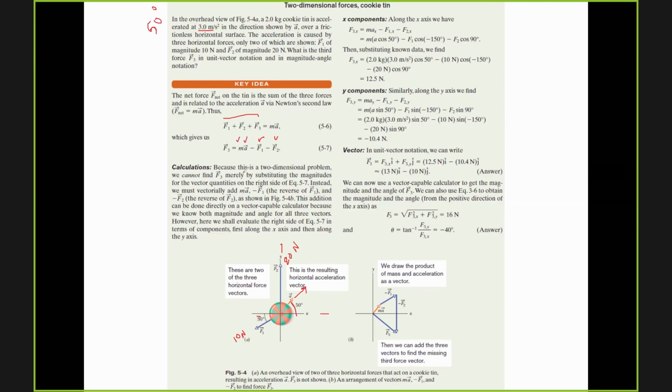From this equation, I can split it into 2 equations, one for x and one for y, same equation. The x equation: M A x minus F1x minus F2x. Where is the x component of F1? It is negative, cosine. So M A x is M A cosine 50. F1 is negative, because this is a vector problem and it is to the left. So the x component is negative, and the y component is also negative, for F1.